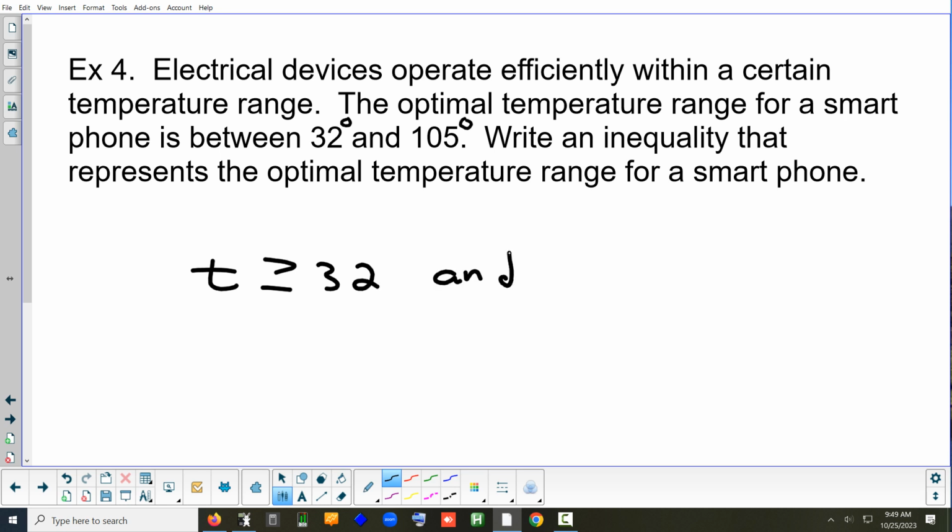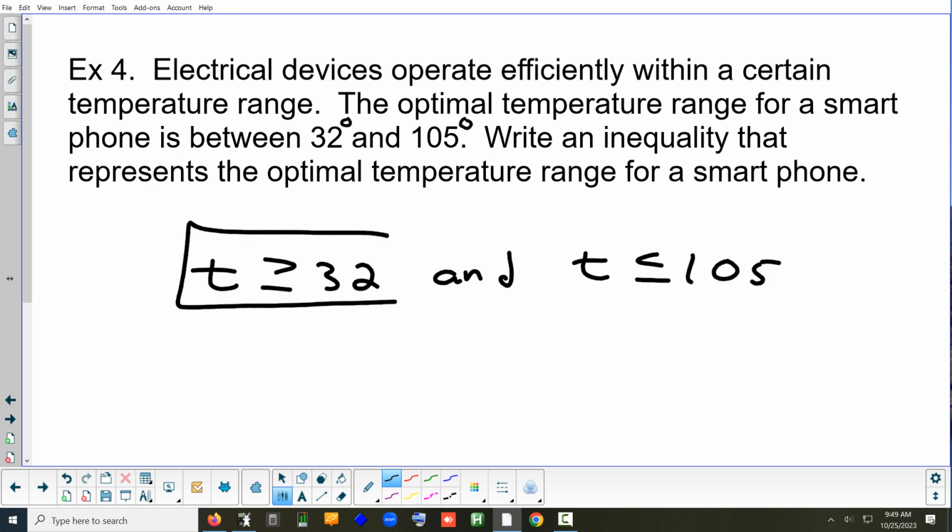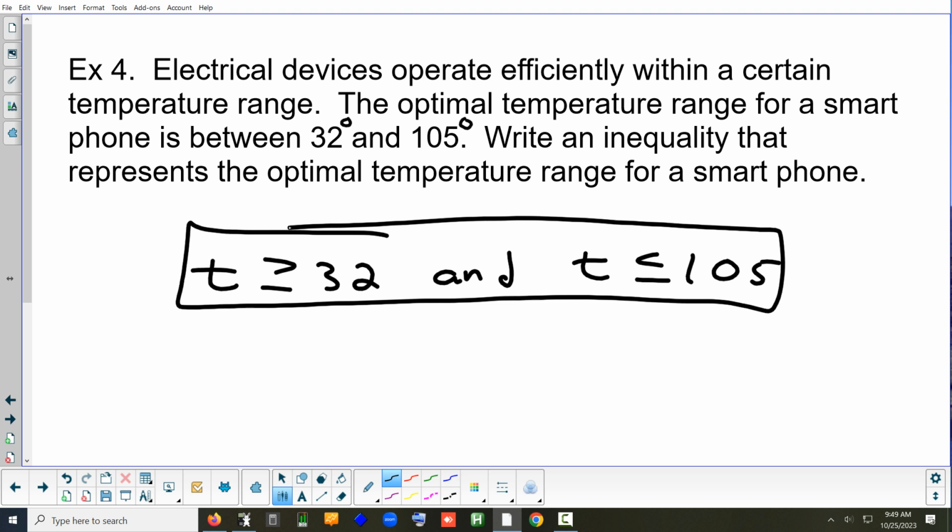We don't want it to be like 800. All right. So the temperature is greater than or equal to 32. And what else do we know about the temperature? We want it to be 105 or less than or equal to. Yeah, we want the temperature to be less than or equal to 105. That's it. We want it to be greater than or equal to 32 and less than or equal to 105. That's it.